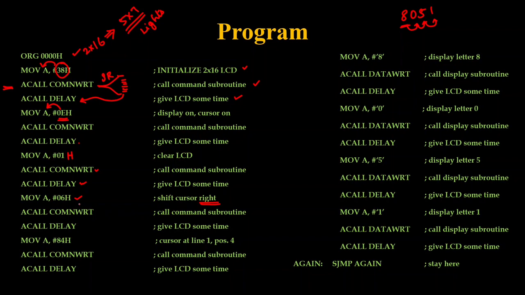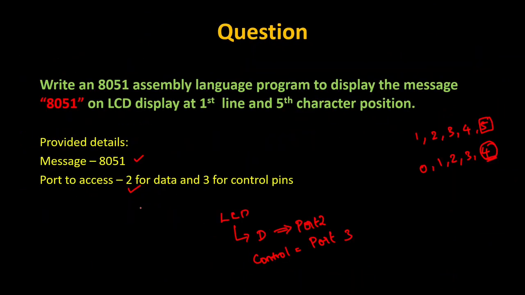For that, I have to give the value of 06 to your accumulator. After that, I have to push that accumulator value inside your command register. After that, I am going to make a delay so that your LCD will respond for some more time, right? After that, I have clearly mentioned in your question.